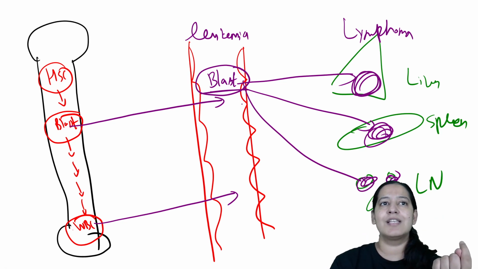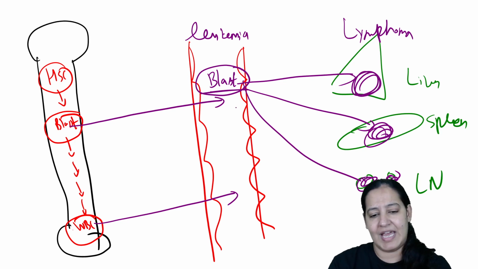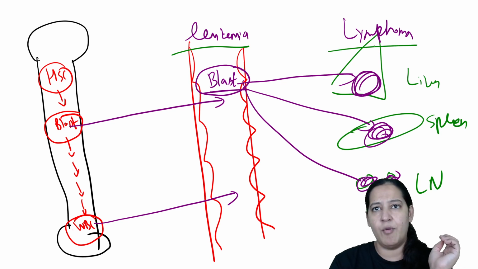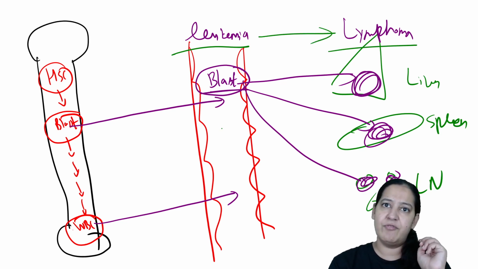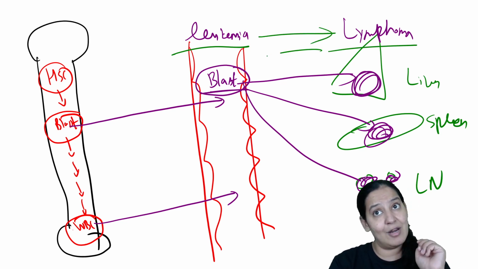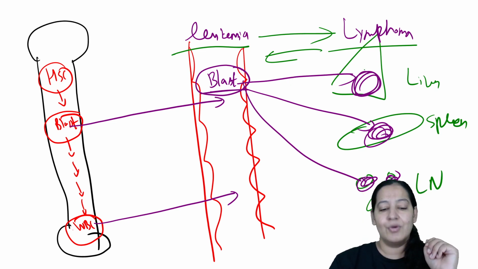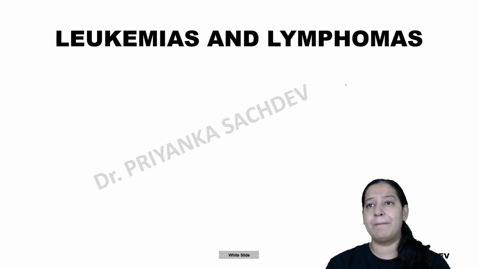Many students ask me, ma'am, so this is the scenario. You are saying that first leukemia takes place, which gives rise to lymphoma. So always leukemia precedes lymphoma. Is it the scenario? I will say no. The reverse can also happen. Lymphoma can lead to leukemia also. Okay, how does it happen?